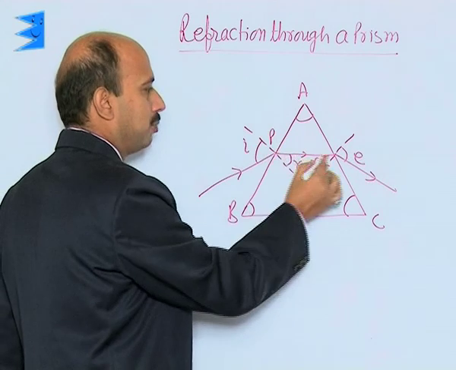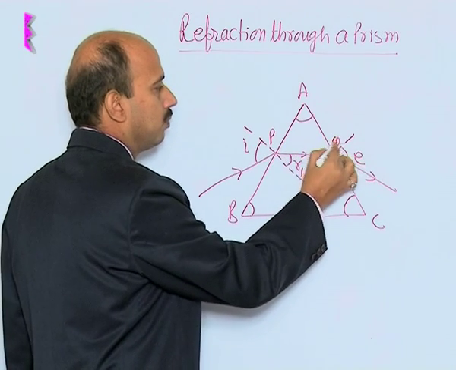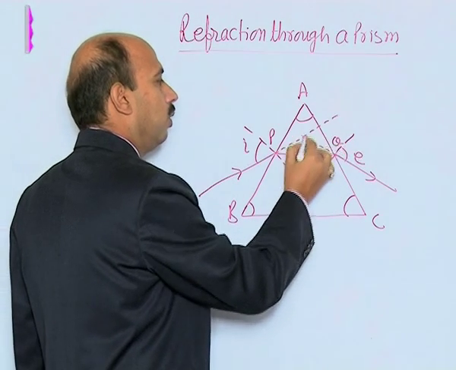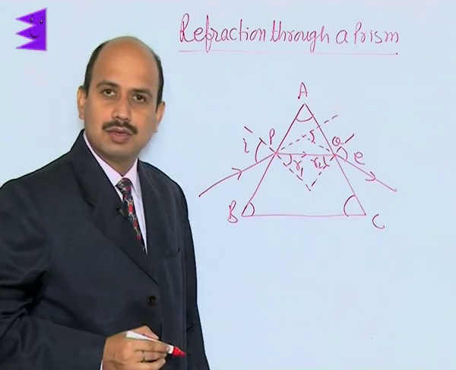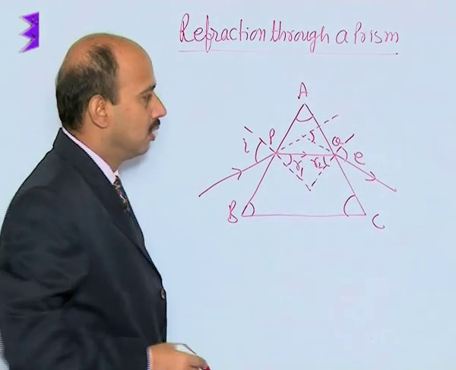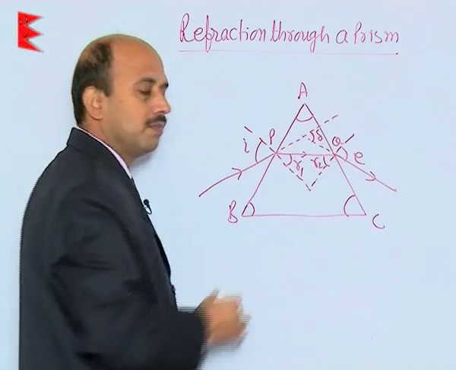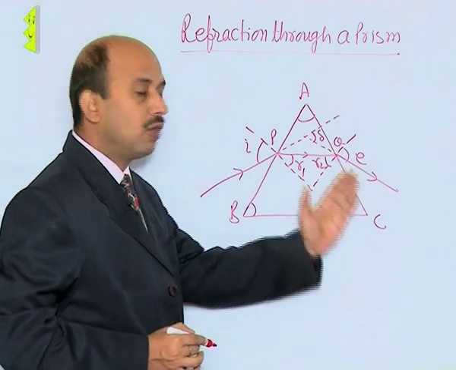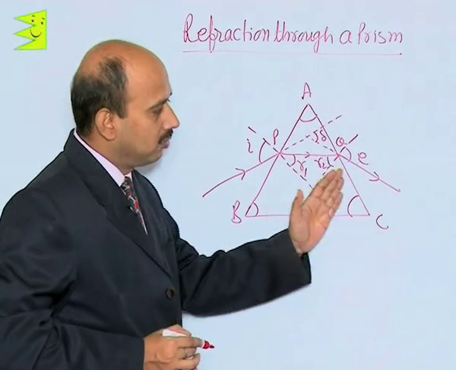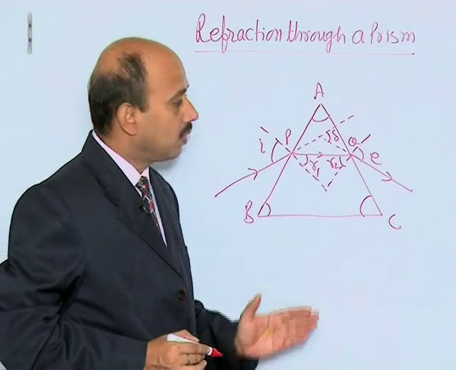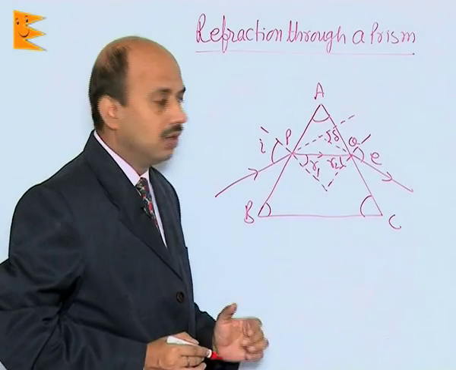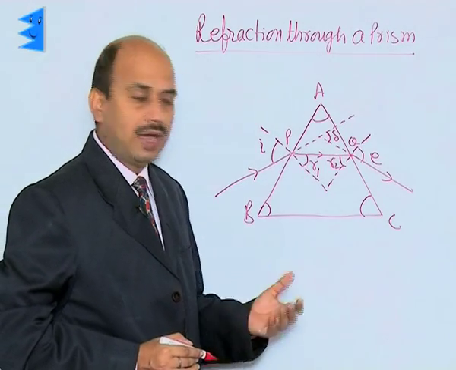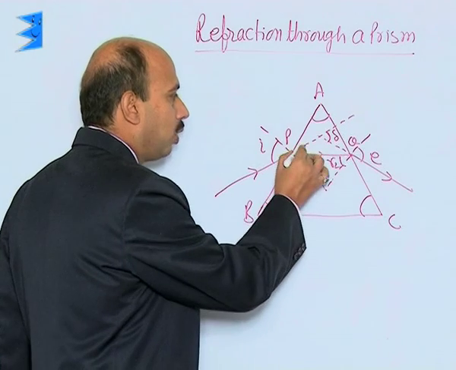This point we can take as P, this we can take as Q, and now when we produce this emergent ray and the incident ray, we find there is deviation in the ray. This is called angular deviation, delta. So when light falls on one face, it comes out through another face, and in this process there is angular deviation. Because of this angular deviation, a spectrum is obtained, because different colors deviate at different angles.